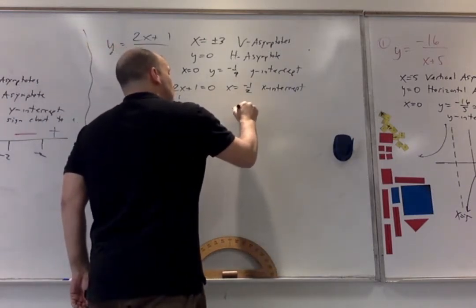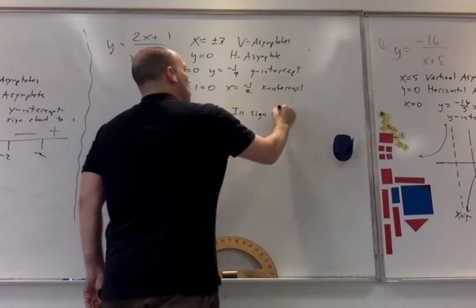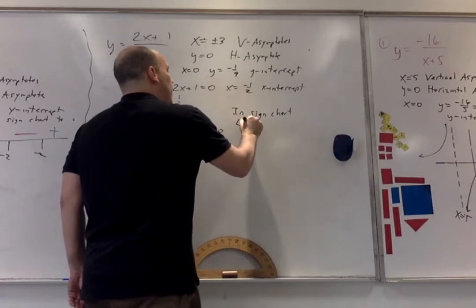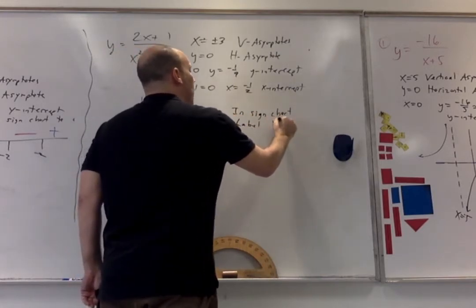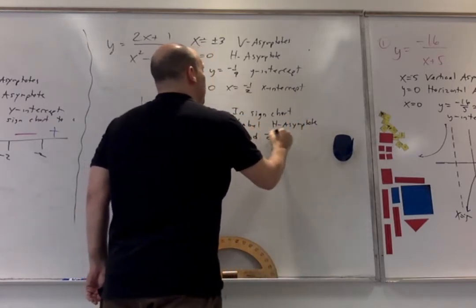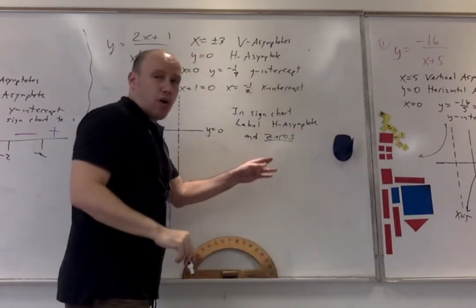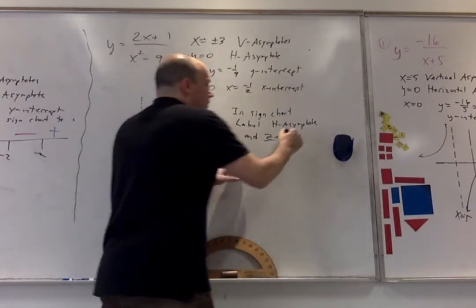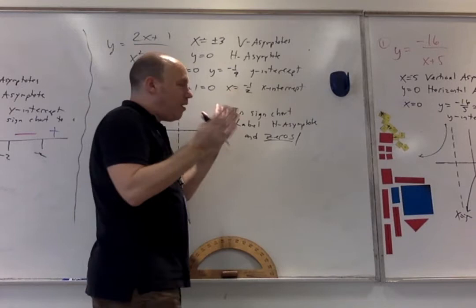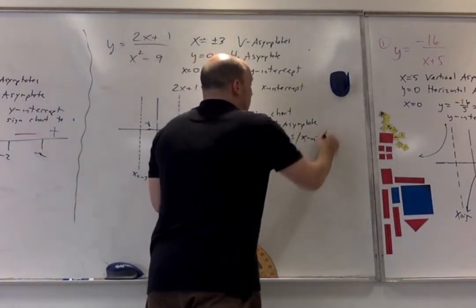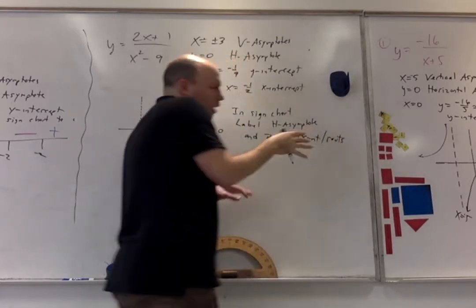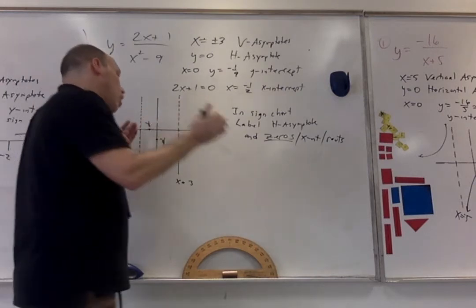In the sign chart, label your asymptotes and your zeros. Zeros, x-intercepts, it's a fancy word for, it's a zero because we set the equation equal to 0. It's also known as the x-intercept. It's also known as the roots. They're kind of interchangeable, but they have specific meanings. Anyway, so let's take a look at this.